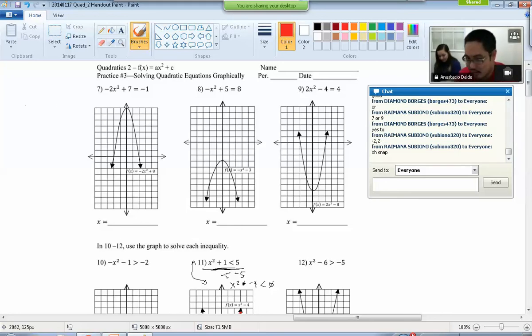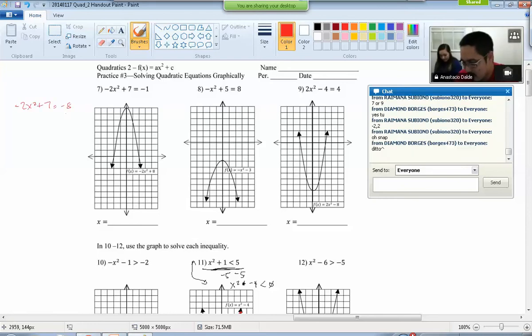Okay, ready? Negative 2x squared plus 7 equals negative 1. I want to get x squared all by itself. Let me go through this real quickly. You ready? I'm going to put minus 7 over here and minus 7 over here. Okay?